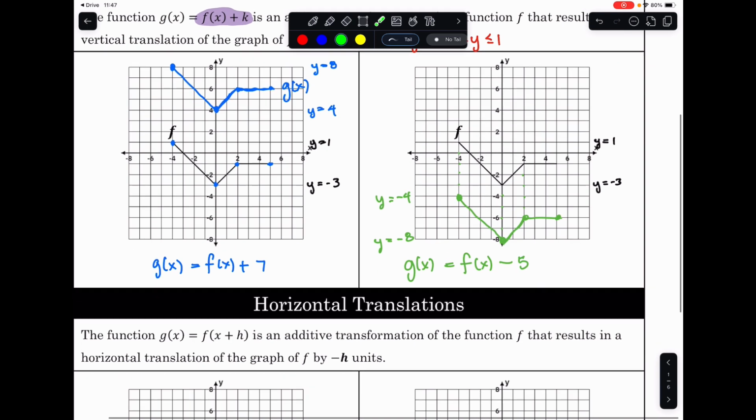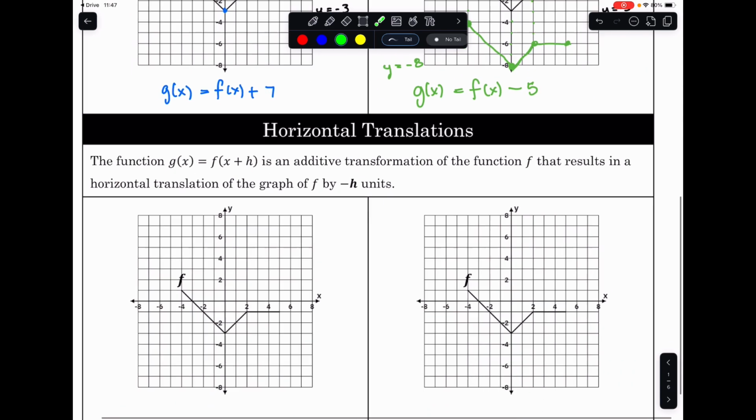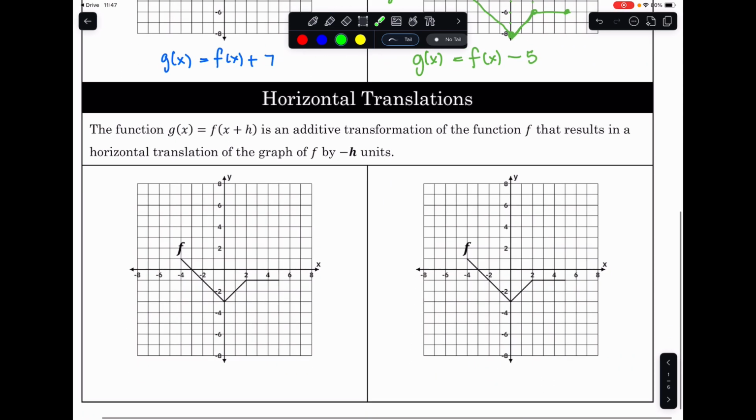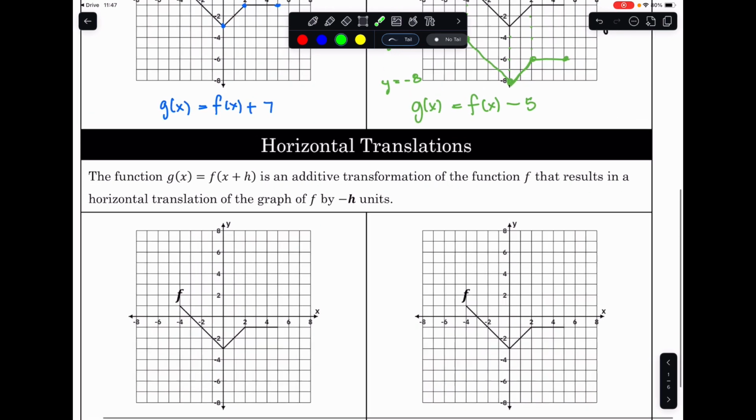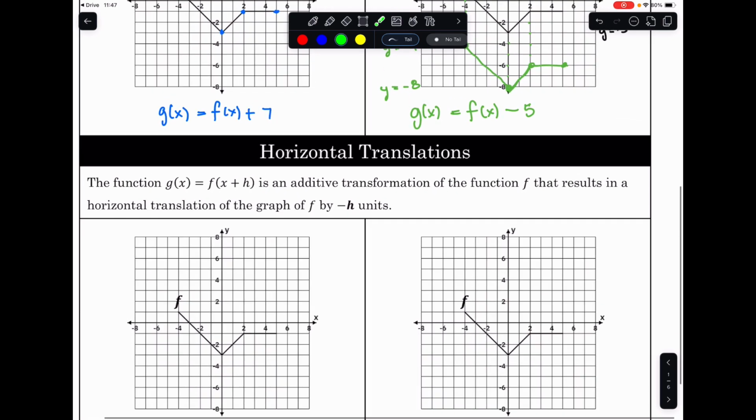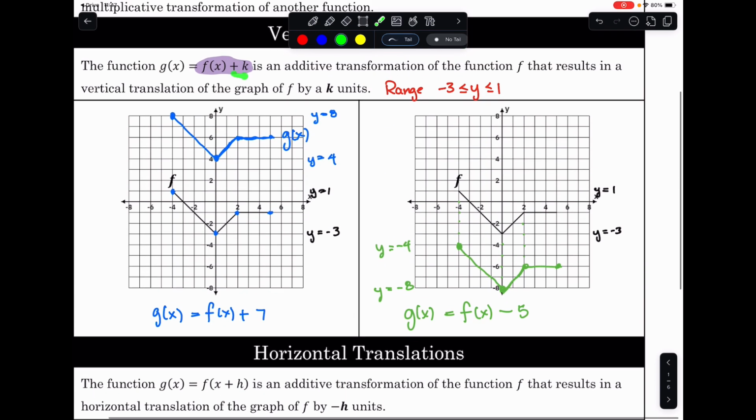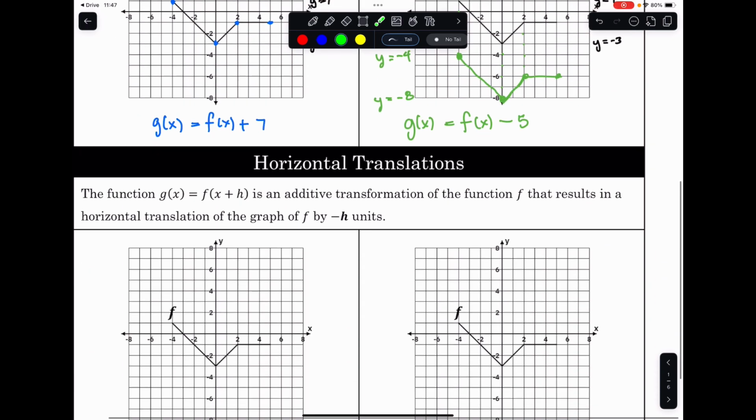Now let's look at horizontal translations, shifting things from left to right. The notation to shift something left and right is still going to add. We're going to use a different letter. Instead of k, it's going to be h, but now notice where it's located. It's inside the parentheses, compared to out here where the k was being added outside the parentheses. So that's the one big difference.